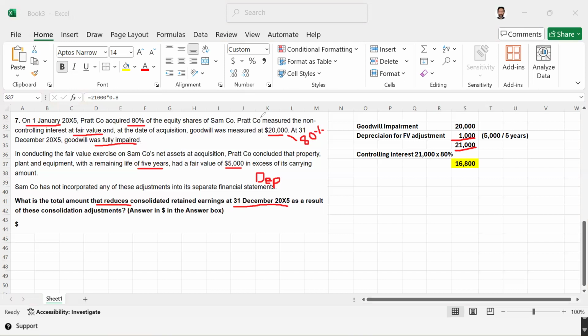Yes, I hope you're comfortable with this one. We can move on to the next one. Yeah, exactly. The same would go with the depreciation.